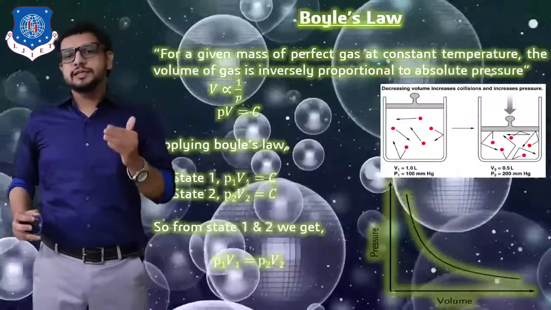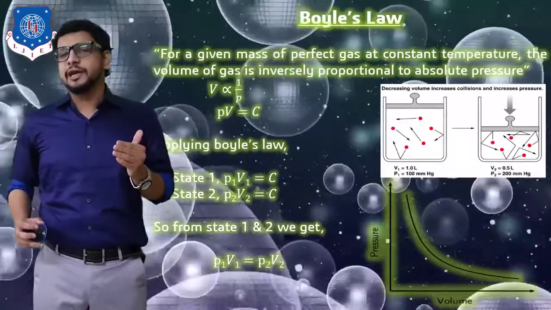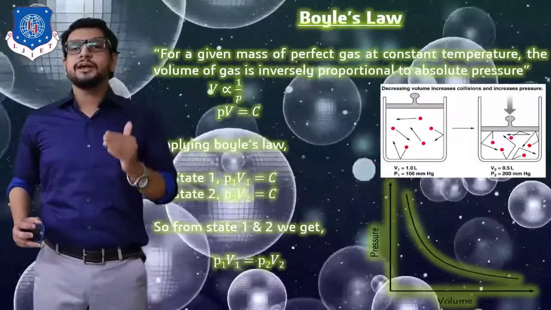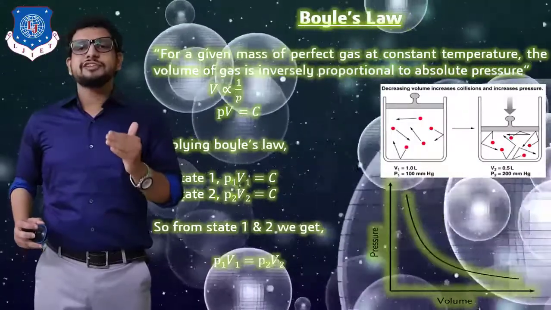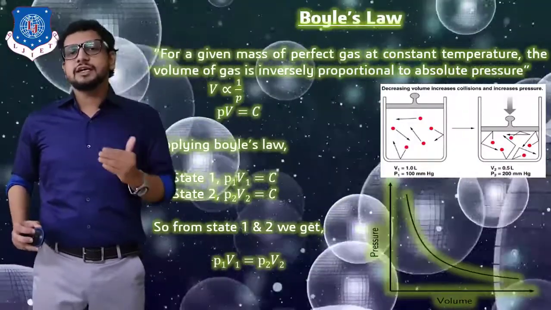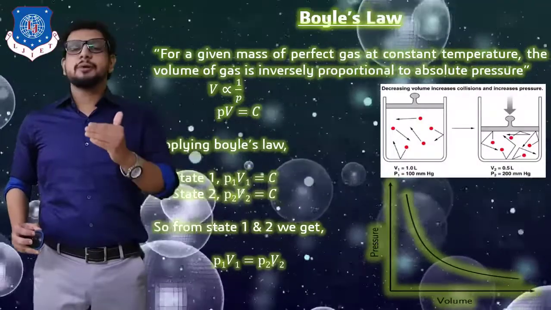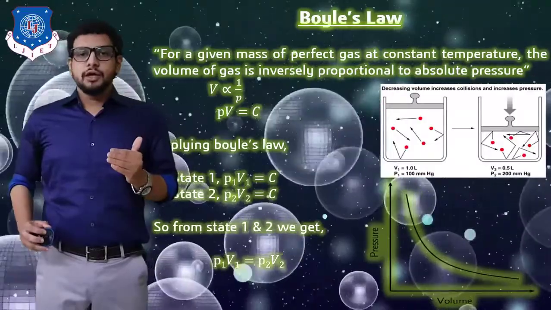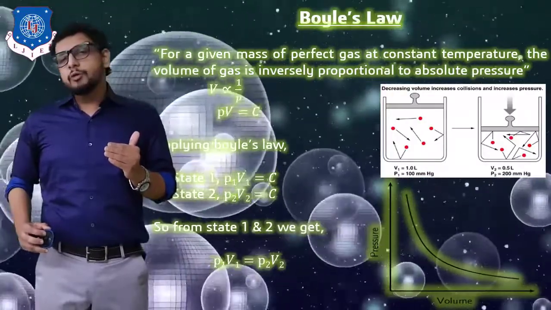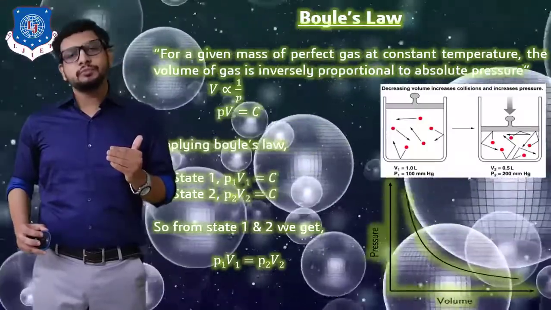state. As you can see, an example is shown that if at its initial state its volume is 1 liter and its pressure P1 is 100 mm of Hg, then in its final state its volume will become 0.5 liter, whereas the pressure will be double, that is 200 mm Hg. Okay, so according to this, removing the proportionality constant, we can obtain the equation PV is equal to C.